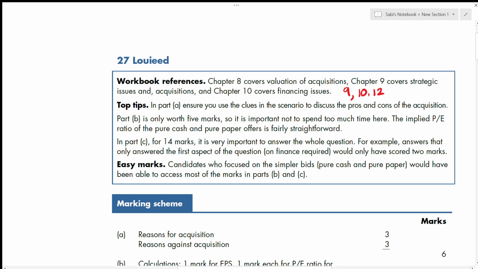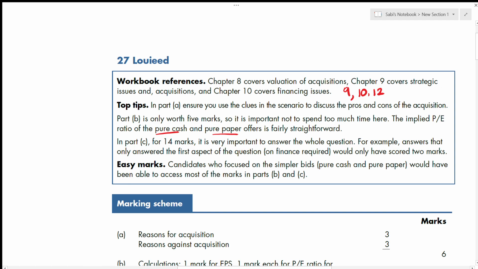And top tips. Right? You need to use the scenario for the pros and the cons of the acquisition for part A. Part B is only 5 marks, so don't spend too much time here. The PE ratio of the pure cash and the pure paper offer is fairly straightforward. Pure paper means fully shares. There is an offer where it's fully cash, one fully shares, and there is a mix of share and cash. Calculating PE ratio where it's purely cash or purely shares is very straightforward. So here you can score your easy marks. First try to attempt those.